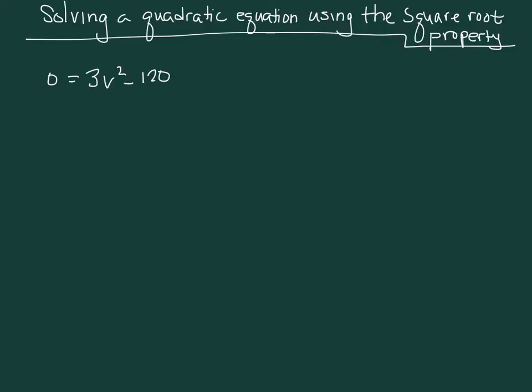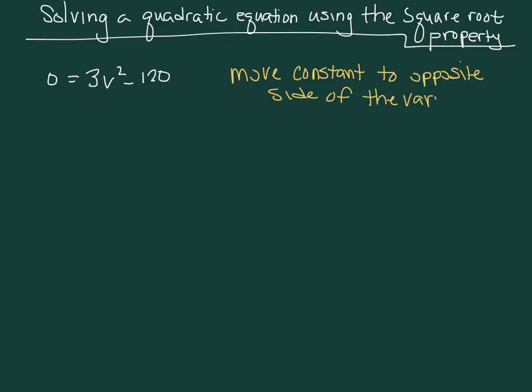Well, let's look at it in terms of this equation. So 3v squared minus 120. Our first goal here is to move constants to the opposite side of the variable. Okay, so another way to say this is just simply to isolate the variable, right?